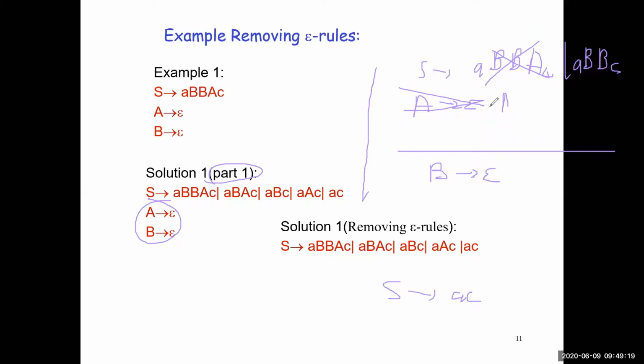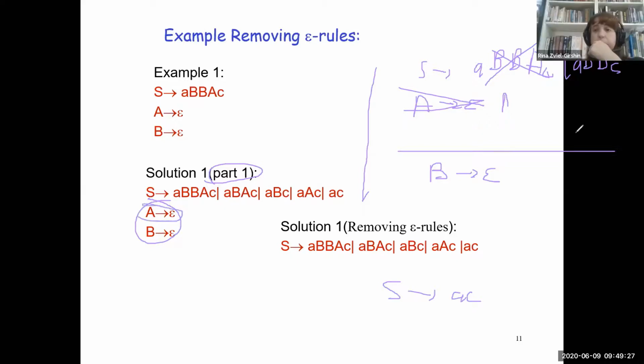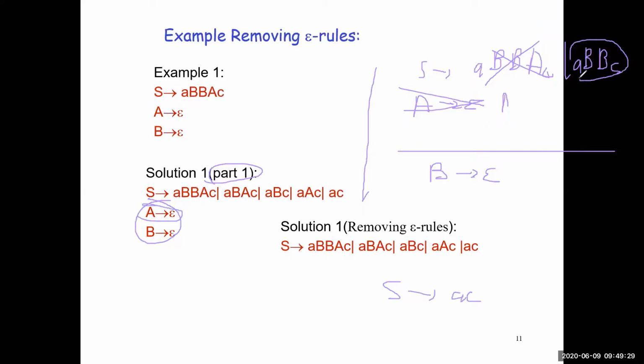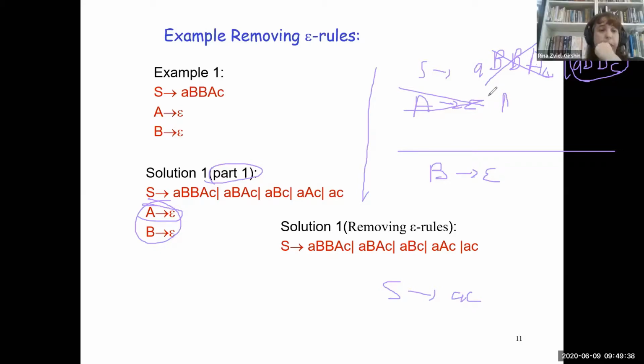So after we remove, first we add all the rules with epsilon replaced with A, right? Yes, in this case, this one. Then after we do that, we remove A, and then we remove all the rules where A is shown because we replaced it. Exactly. And then you can continue with B's. I did it in one step, so I had more possibilities, but the result is the same.